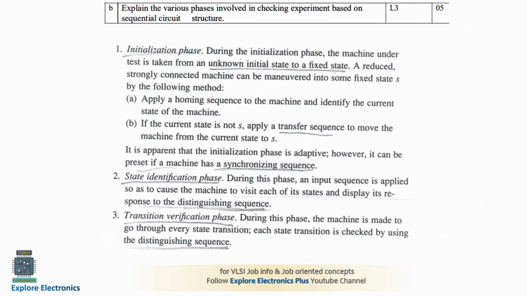And then we will have a state identification phase. In it, an input sequence is applied so as to cause the machine to visit each of its states and display its response to the distinguishing sequence. And then we have the transition verification phase. At this phase, the machine is made to go through every state transition. Each state transition is checked by using the distinguishing sequence. These are the three stages or phases of the checking experiment based on sequential circuit structure.